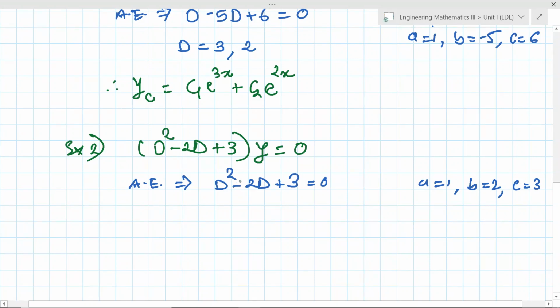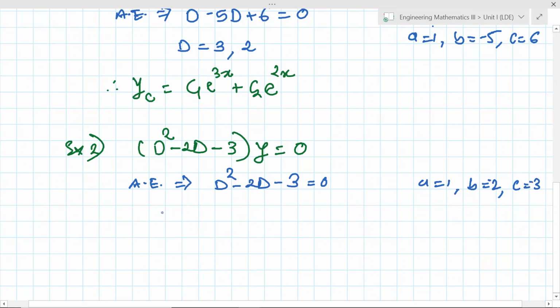Let me check. A is 1, b is minus 2, c is 3. Okay, now if we take minus 3, fine. So now just take this minus 3 instead of plus 3, because we have a complex root, and we don't want those complex roots. Okay, now fine. A is 1, b is minus 2, and c is also minus 3.